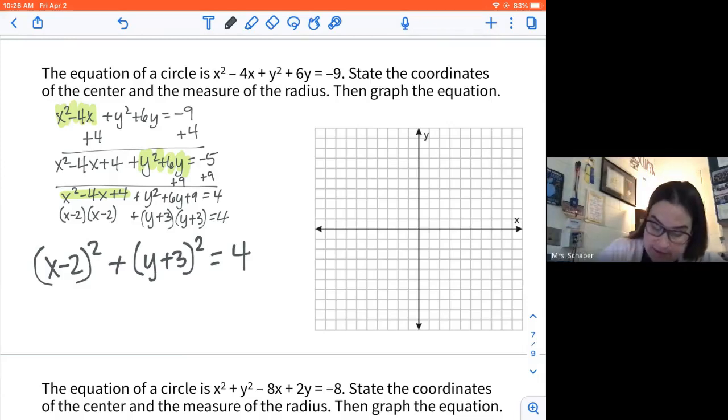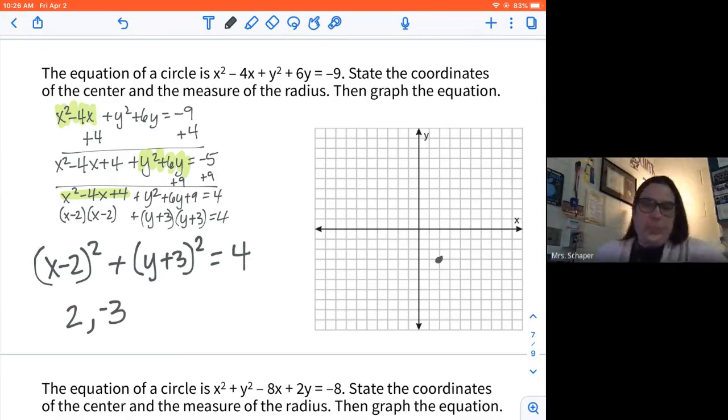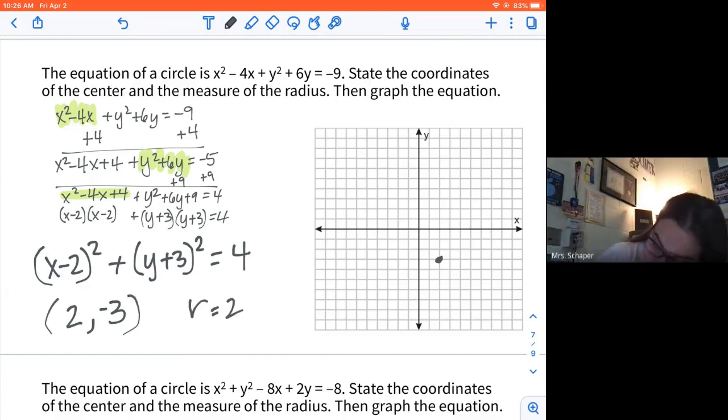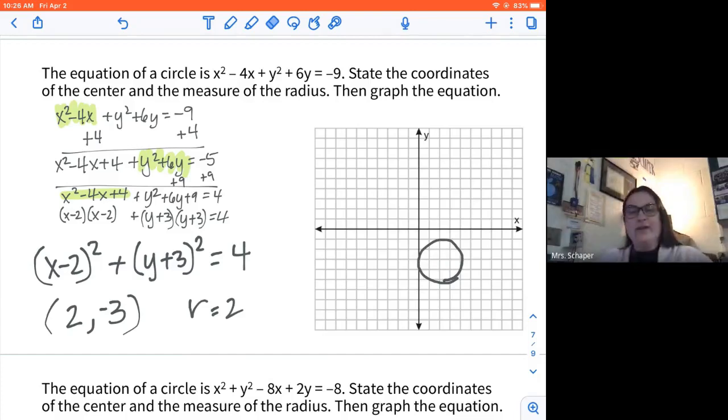So we've got the center is 2, -3. Here's my center. And then the radius squared is 4. So the radius is 2. So that tells me that my circle is going to stretch 2 from here, and then that's how I can go ahead and draw my circle. Isn't that cool? There we go. There's my circle.